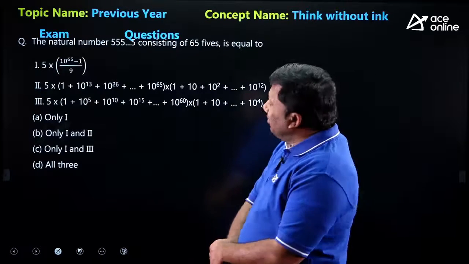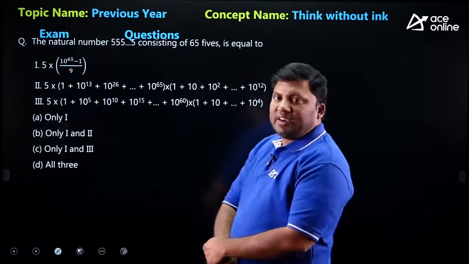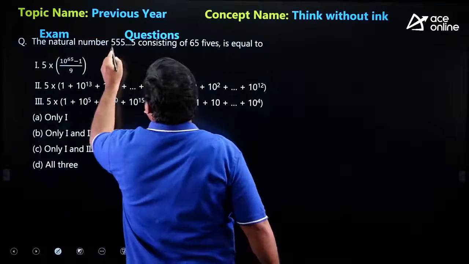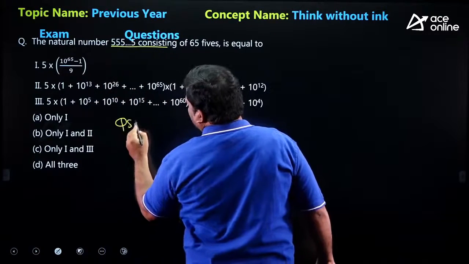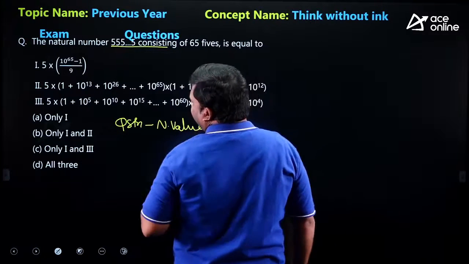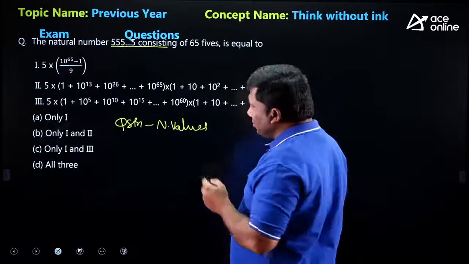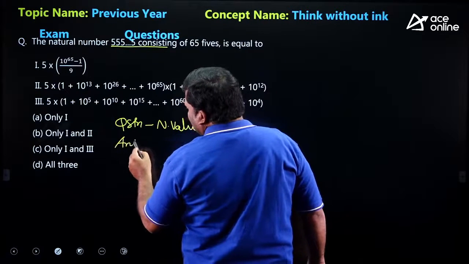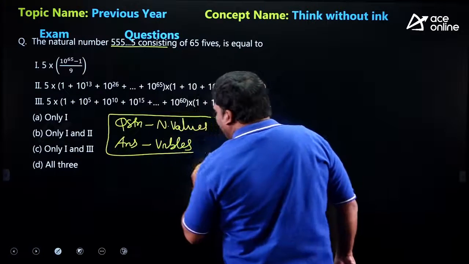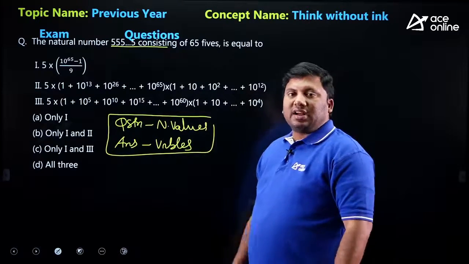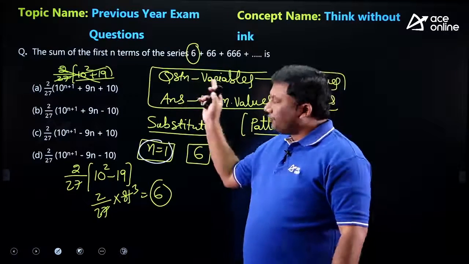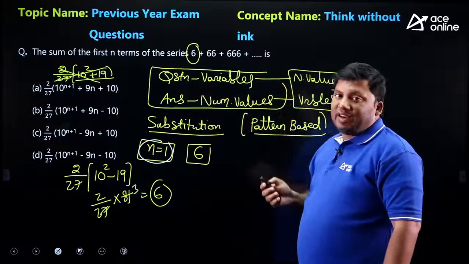Next one: the natural number 555 consisting of 65 5s. Before you solve the question, first tell me whether the question contains numerical values. Yes. Question contains numerical values, and the answer contains variables. We have seen this kind of question, where the question contains numerical values and the answer contains variables, and we did it.